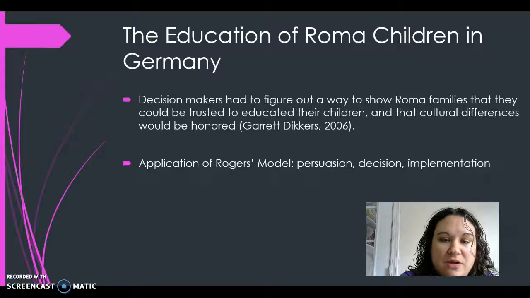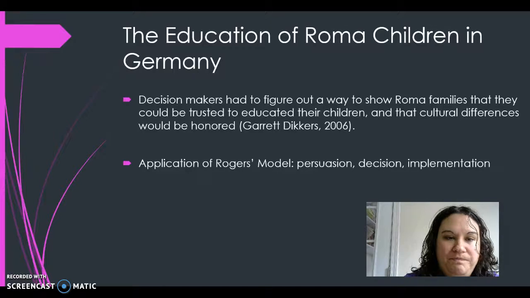If you apply Rogers' model, first persuasion, that was a big part of this. They had to kind of show the Roma folks that they could be trusted. And then they had to have them make the decision to send their children to the schools. And then they had to implement it and actually do what they said that they were going to do. And if they made a decision to implement programs that Roma families would benefit from, then they had to do what they said that they were going to do. So that was a big part of it as well.